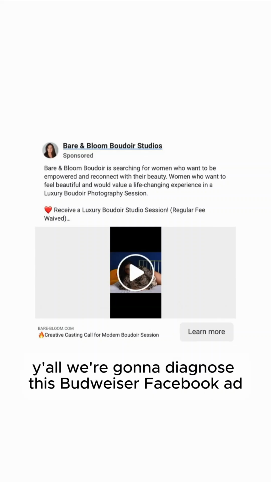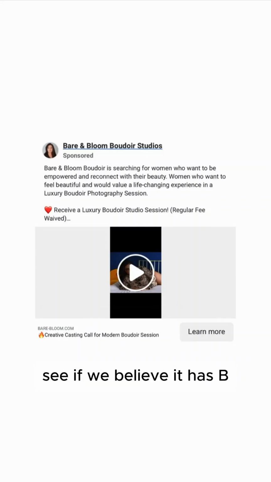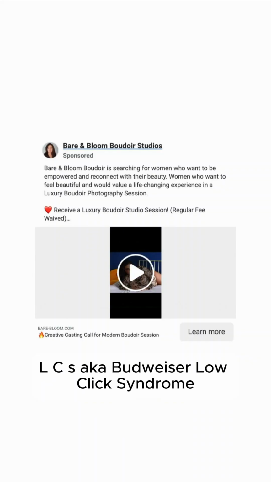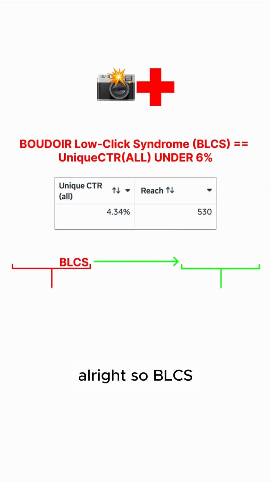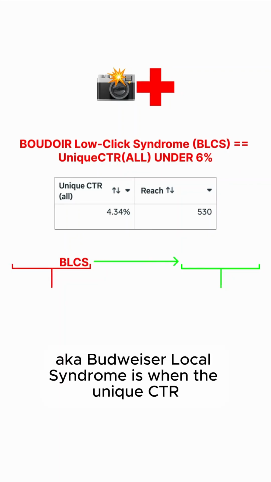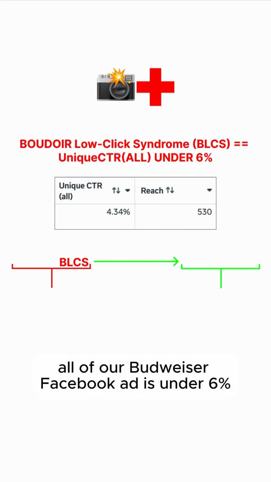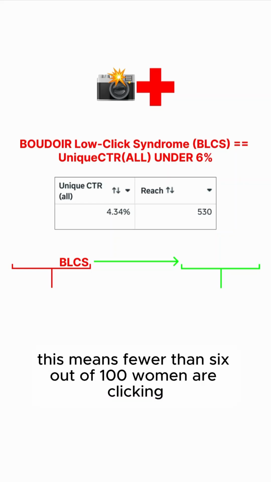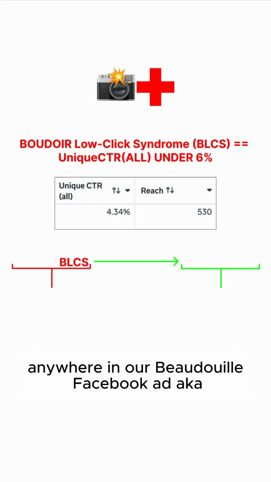All right, y'all, we're going to diagnose this boudoir Facebook ad, see if we believe it has BLCS, aka boudoir low click syndrome. BLCS is when the unique CTR of our boudoir Facebook ad is under 6%. This means fewer than 6 out of 100 women are clicking anywhere in our boudoir Facebook ad, aka they're not simply scrolling on by.